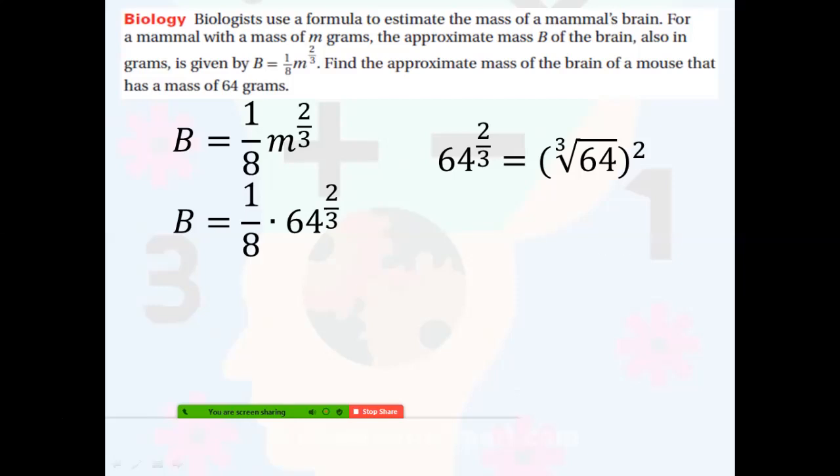So the cube root of 64 is 4, raised to the exponent 2. So 4 fours will give you 16. So 1/8 multiplied by 16. How much is 1/8 multiplied by 16? 1 multiplied by 16 is 16, divided by 8 will give you 2. So the approximate mass of the brain of the mouse is 2 grams.